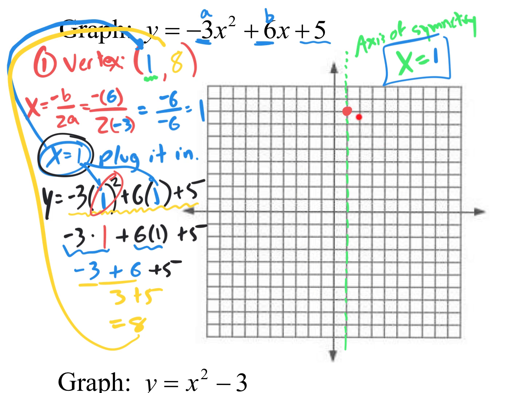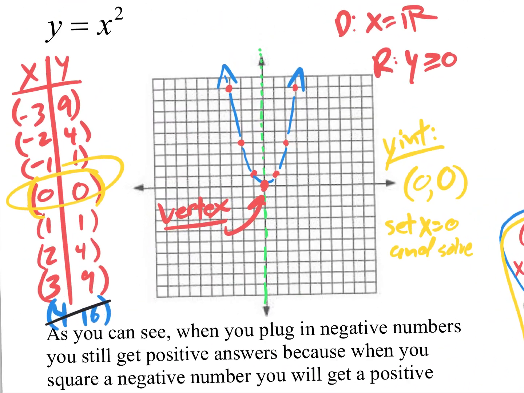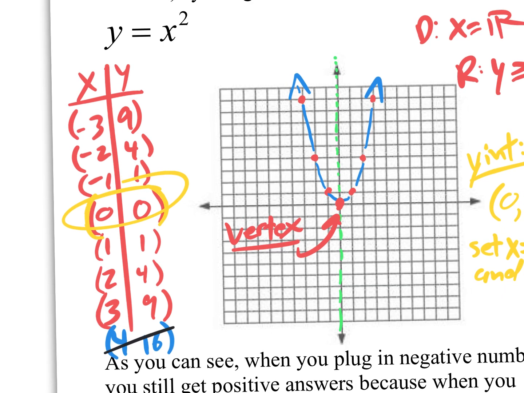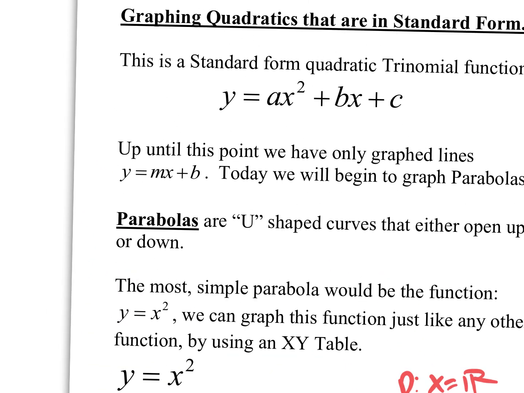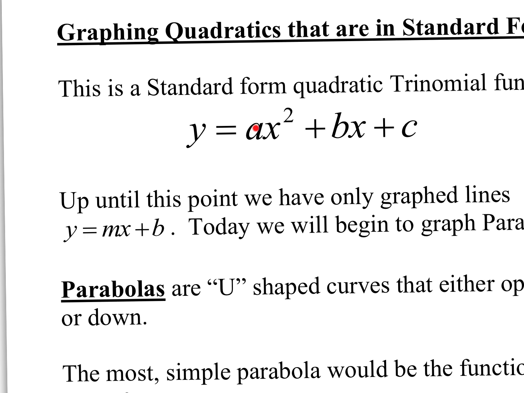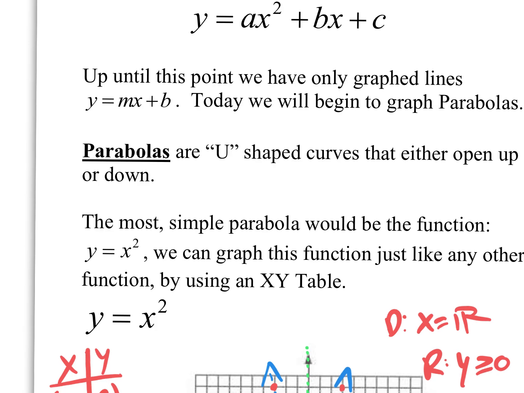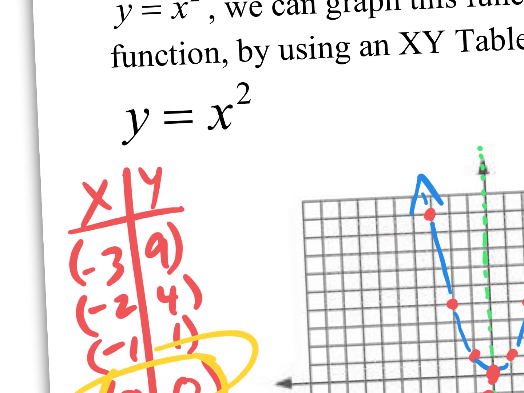We need more points. Now, if the a value was positive 1, then it would be exactly the same width as this parent graph, okay? Because the a value will tell you if it opens up, if it's positive, down if it's negative, and if it's further away from 0, it gets vertically stretched. If it's closer to 0, it gets vertically compressed. So it does tell you if it's wider or narrower. So whenever you have the a value of 1, in this case, the a value is 1.